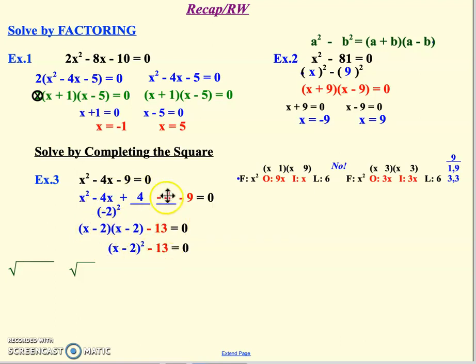Now, completing the square at this point is done. The rest of it is solving. So we're going to finish off with the solving idea. Start trying to get the squared part of the parentheses alone, so move that 13 to the other side. Now, because we have a square and we want to get rid of it, we take the square root of both sides.